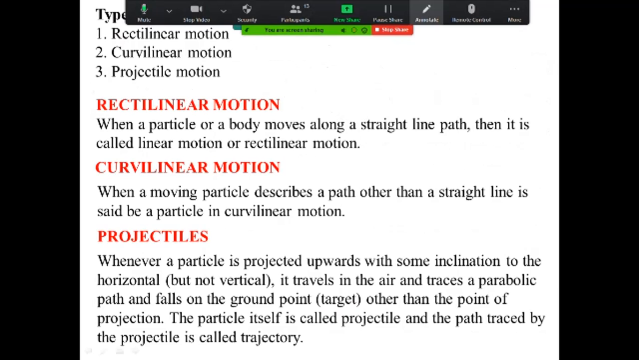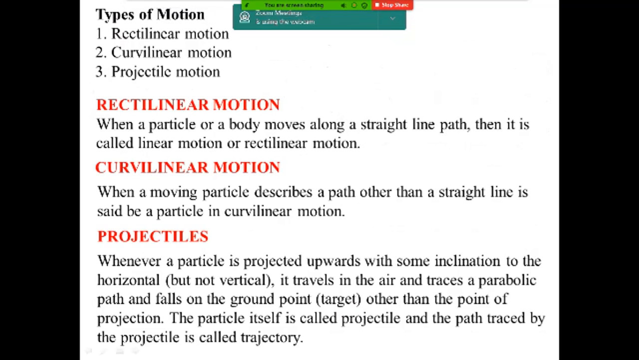Okay, this was the first lecture video. We will start with today's topic. Today we will continue further with kinematics. In that, we will first see types of motion. What are the different types of motion? There are three types. One is rectilinear motion, another one is curvilinear motion, and another one is projectile motion.